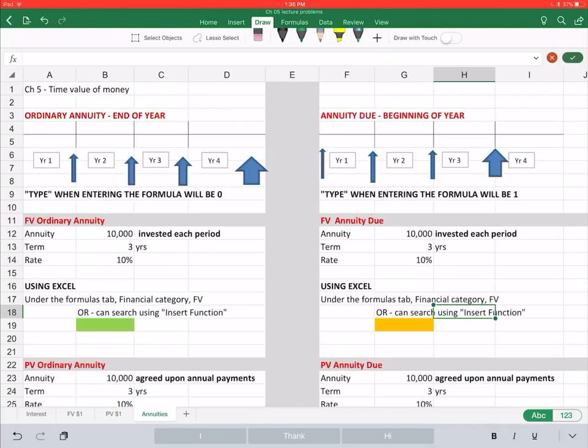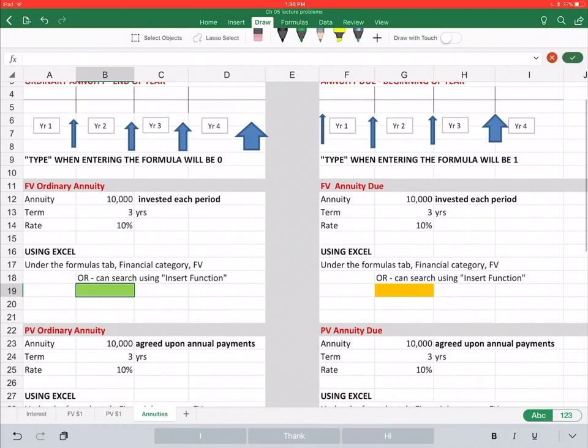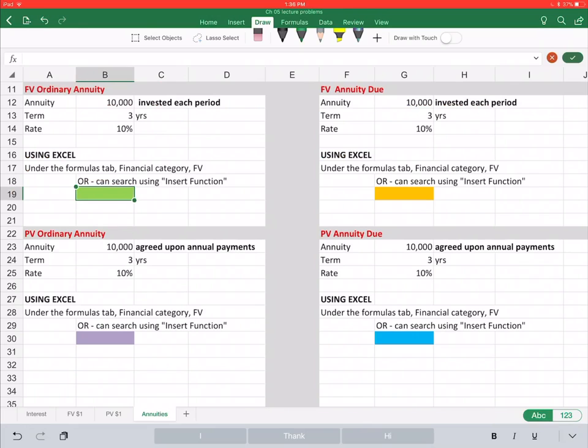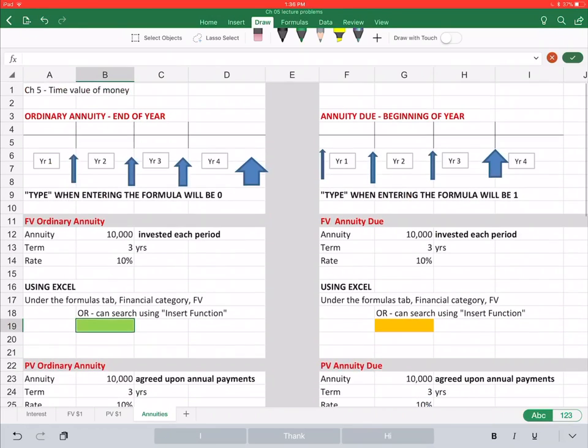With an ordinary annuity, the payment, whether it's being received or paid, the cash flow is coming in at the end of each of the years, and with an annuity due, the payment or the receipt of cash is happening at the beginning of each of the periods. So when we talk about using the future value formula, you can see below that we're going to also do the present value of annuities, but first we're focusing on future value.